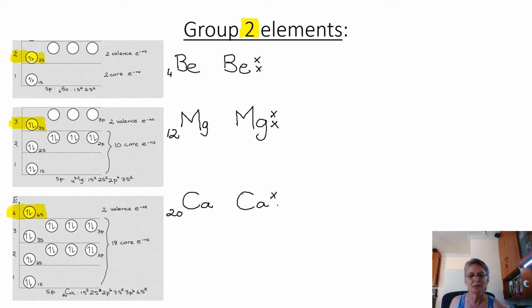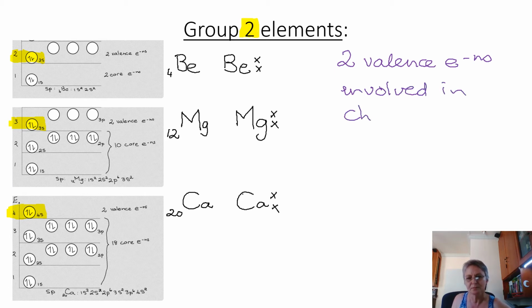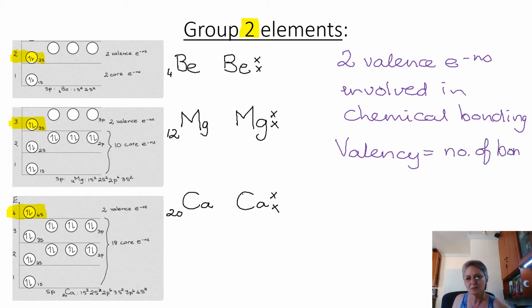So we see a pattern here in group 2 elements. Group 2 elements have 2 valence electrons that are involved in chemical bonding. So the valency, which is the number of bonds that these elements can form, is 2. So lots of 2's for the elements in group 2.